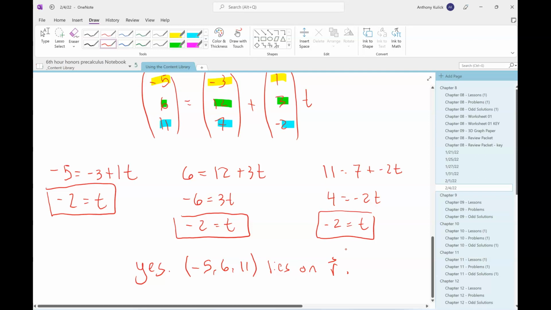So in this case, the value of -2 for t does generate the point that we're interested in. So absolutely that point lies on our line. It's the same process as 2 dimensions. We just have 3 equations to check rather than 2, but it's not that big of a deal. Cool? Okay.